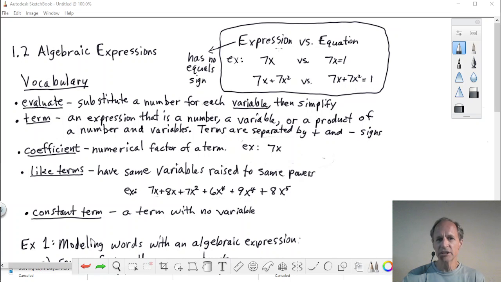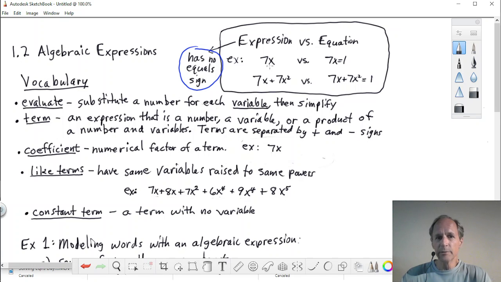One of the first things we want to do is make sure we know the difference between an expression and an equation. They're completely different things. And they both start with E, which can be confusing, so let's get it straight. Notice that an expression has no equal sign. That's the easiest way to tell right off that it's not an equation. Every equation has an equal sign.